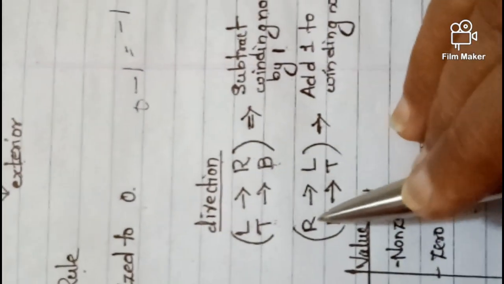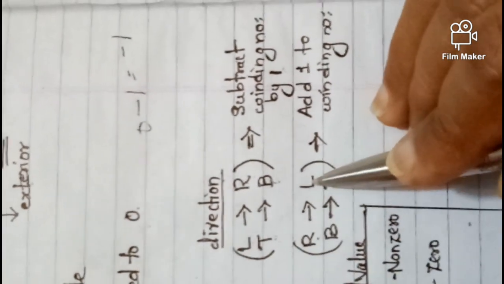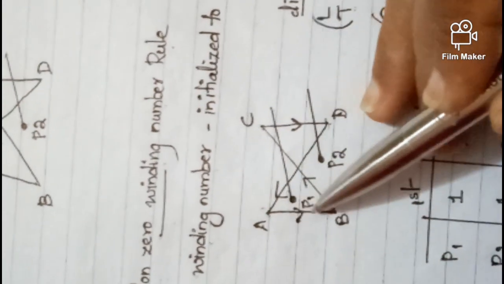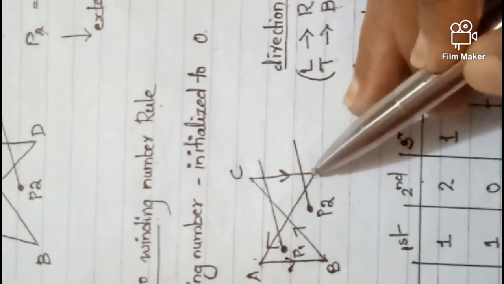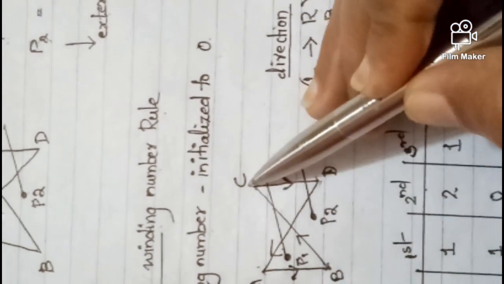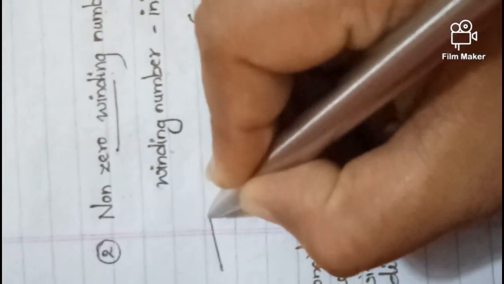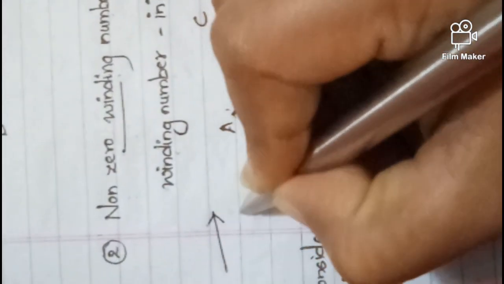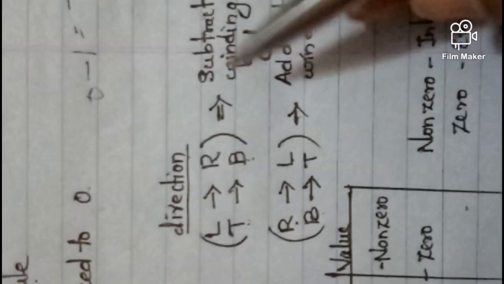If the direction of the edge is from right to left or from bottom to top, I will show. This is an arrow which moves from top to bottom. This also moves from top to bottom. Now what about this? This moves from bottom to top. This also moves from bottom to top. Sometimes we may have edges like this, where it moves from left to right, and this is an edge which moves from right to left. So this is how we have to consider.